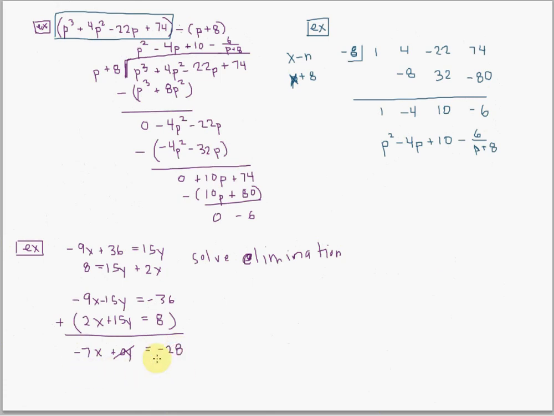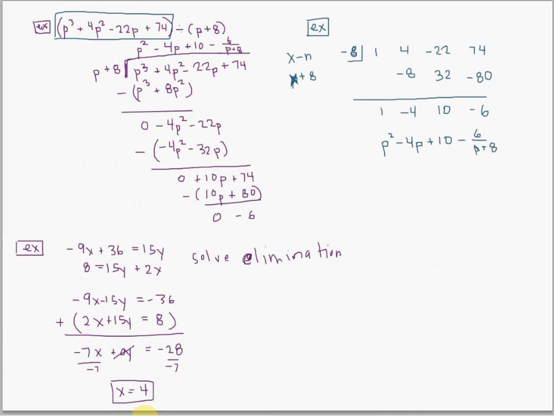And then I can go through and solve for x. So to solve for x here, I divide both sides by negative 7. And I get that x equals a positive 4. Okay, so I just solved half of the problem because I know now that x equals 4.